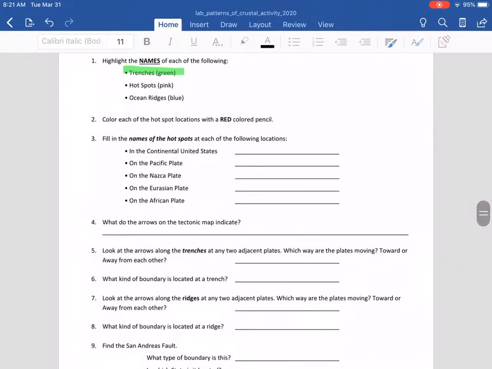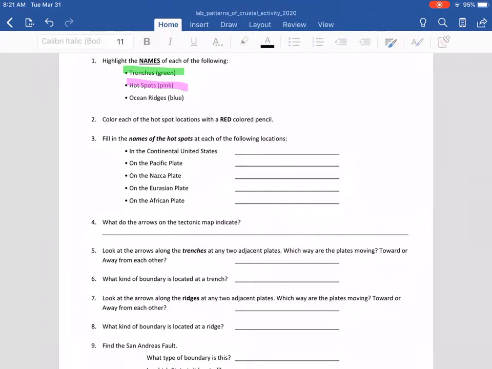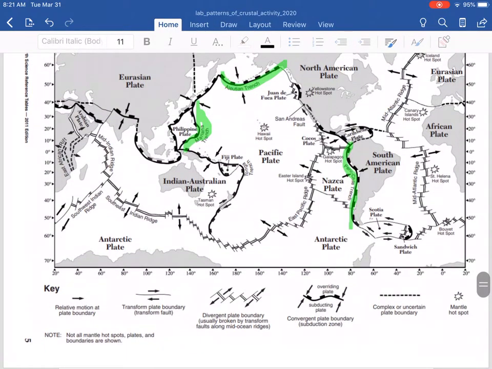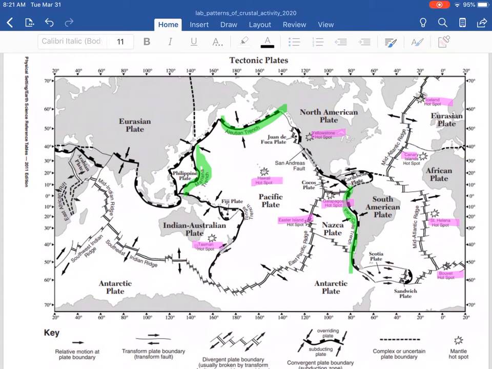Here, the next one, we wanted the hotspot names to be in pink. So hotspots are going into pink. And here we go. We've got the Hawaii hotspot, Yellowstone, the Galapagos, Easter Island, Beauvais, St. Helena, Canary, Iceland, Tasman. And I believe that is all of the hotspots. Yep, okay.